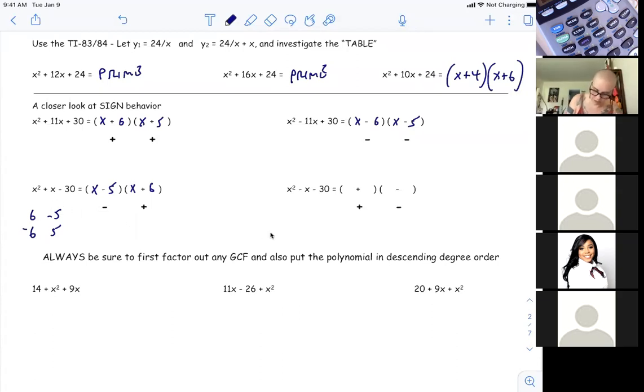Okay, sure. And then the next one, the middle coefficient is negative 1. So we're going to use the negative 6 and the plus 5. See, those multiply out to negative 30 and they add up to negative 1. That's why they work. That's why we choose them.